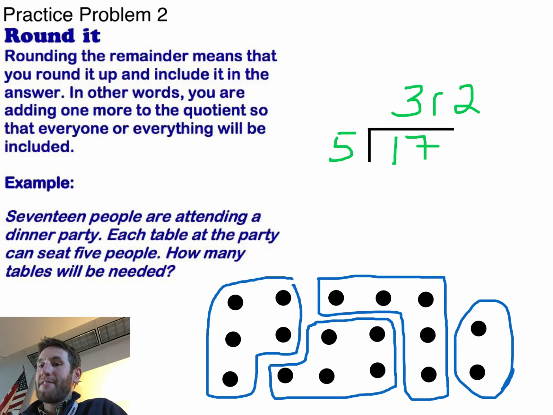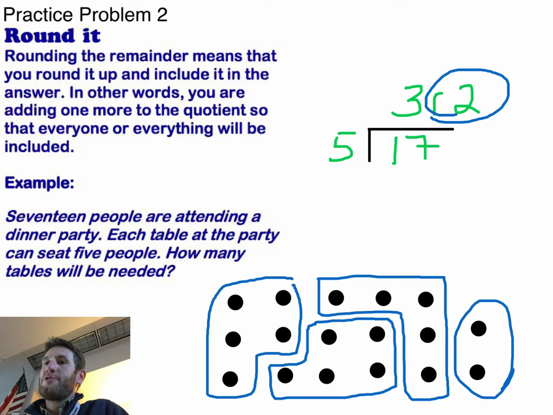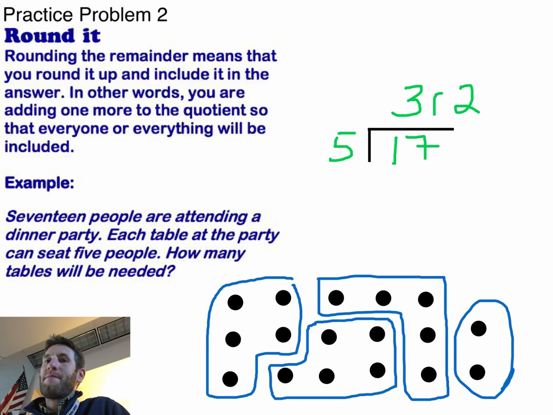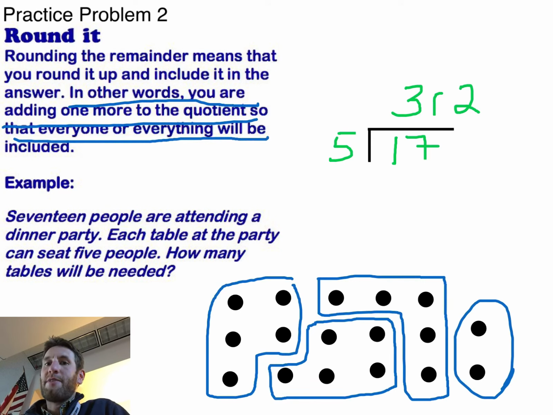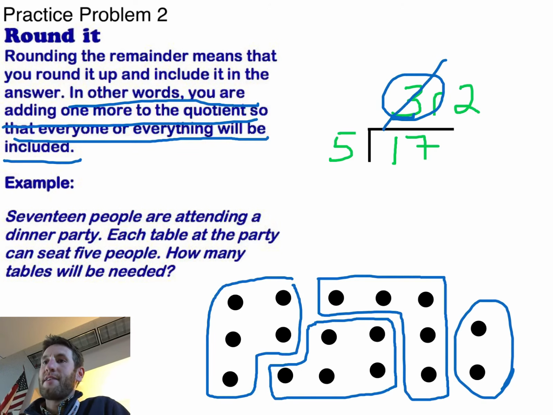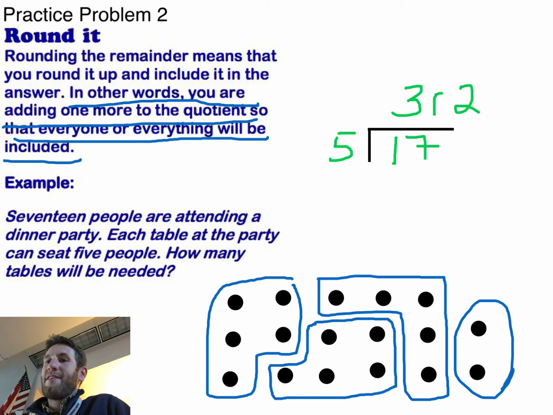But they do have a table, everybody. They're going to need a 4th table. But the 4th table is only going to have 2 people sitting at it. And that's where the remainder comes in. So if you think about what it says, in other words, you are adding 1 more to the quotient so that everyone or everything will be included. So actually my answer is not going to be 3, okay? My answer will actually be 4 tables.